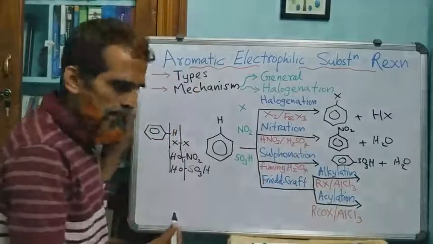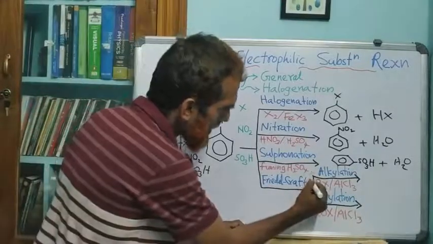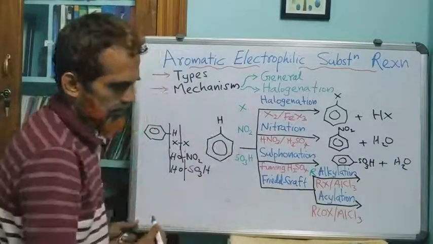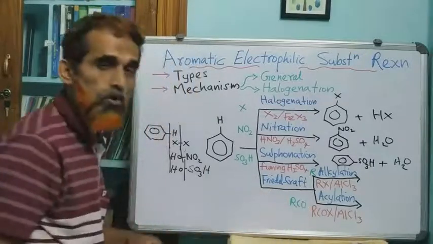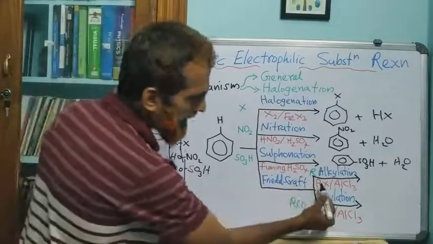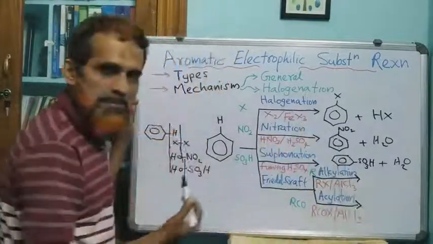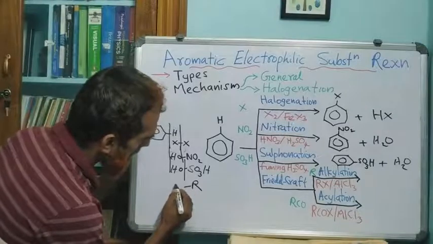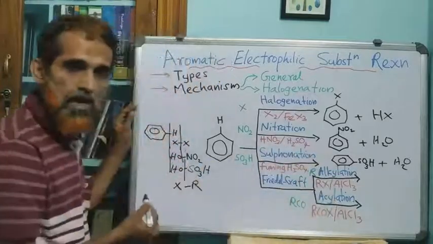During alkylation, the incoming group is nothing but R. H is replaced by R. In acylation, the incoming group is RCO, which is called acyl group. So what happens here? This is the reagent, that is RX, which provides the electrophile. AlCl3 is the catalyst. So we can write alkyl halide as RX like this. This is alkyl halide, which introduces the alkyl group.